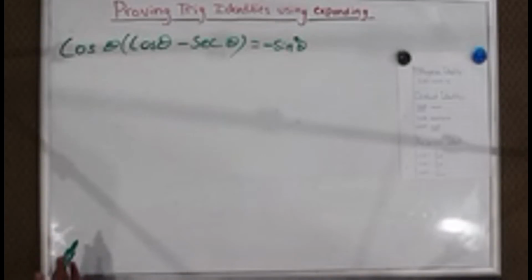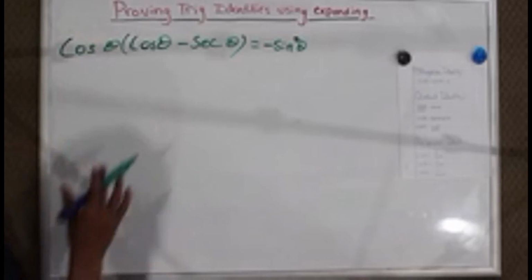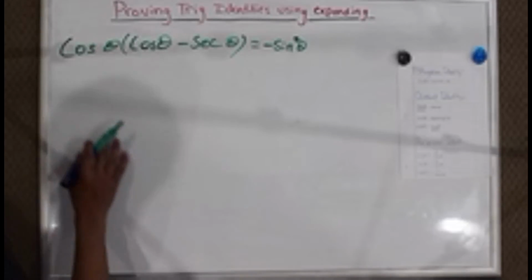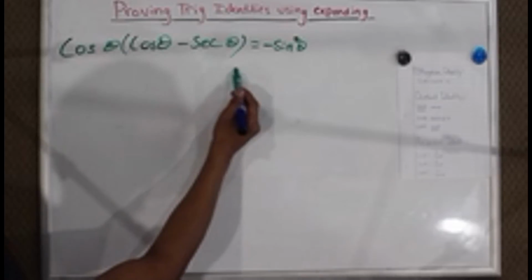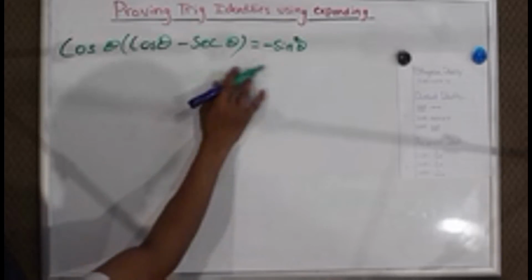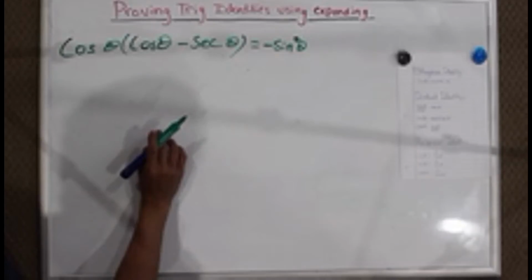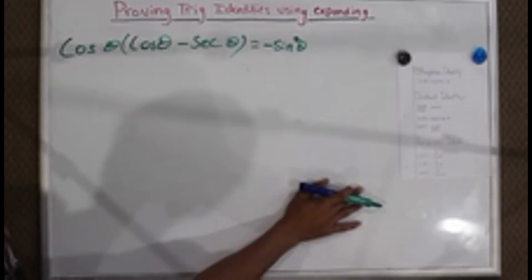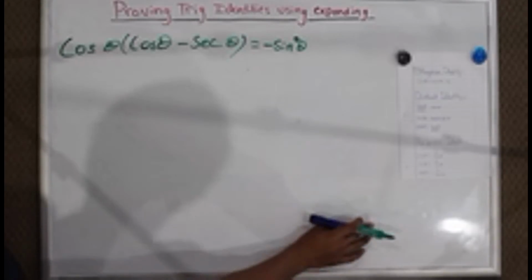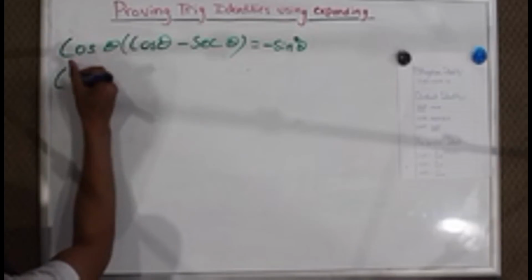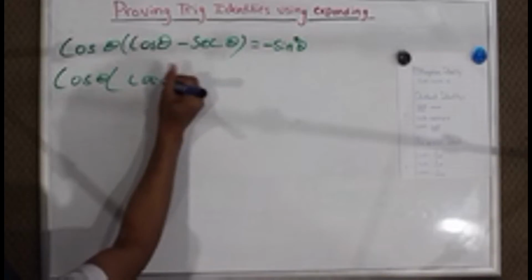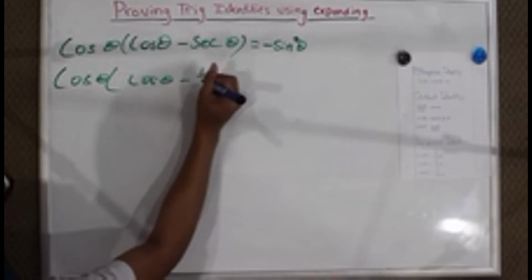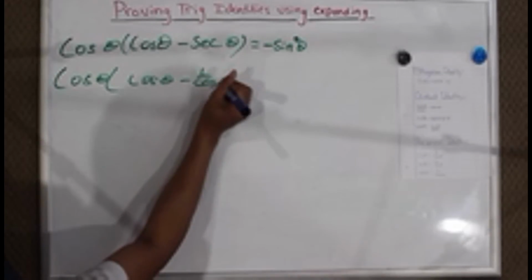Okay, so now I'm going to teach you guys how to prove trig identities using expanding. Here's the question: cos theta bracket cos theta minus secant theta equals negative sine squared theta. Our first step is to turn our secant theta into its reciprocal identity, 1 over cos theta. So we'll have cos theta times cos theta minus 1 over cos theta.